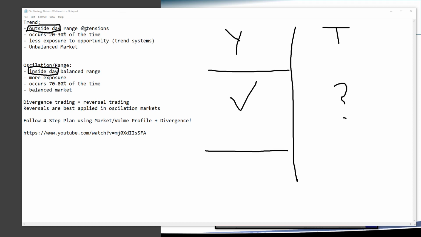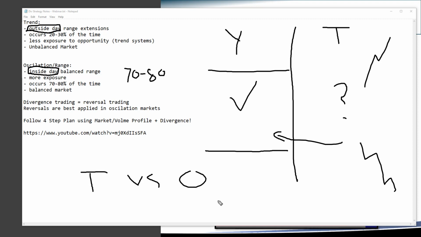And the reason inside day oscillations happen 70% to 80% of the time is because everyone in the entire world is using yesterday's range to help ascertain cheap or expensive price levels, because nobody really knows what's about to happen today. And when we get these outside day range extensions where the market trends to the upside or to the downside, if you went back and studied your price chart, you're going to find that 20% to 30% of the time, the market is trending. The other 70% to 80% of the time, the market is staying within yesterday's range or the prior day's ranges. And that's the difference between trend versus oscillating structure.